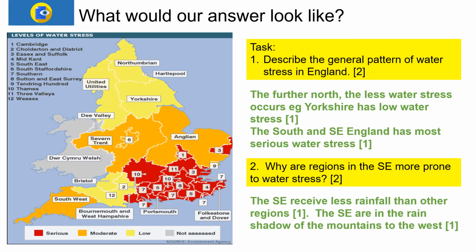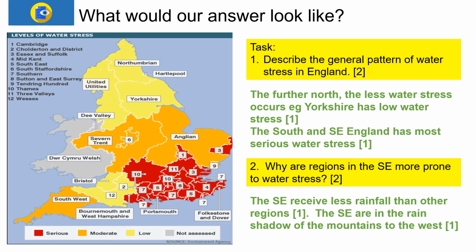This is what your answer could look like. So describe the general pattern of water stress in England. It's only worth 2 marks, so I only need to give 2 points. The further north, the less water stress occurs, e.g. Yorkshire has low water stress. The south and southeast of England has the most serious water stress.